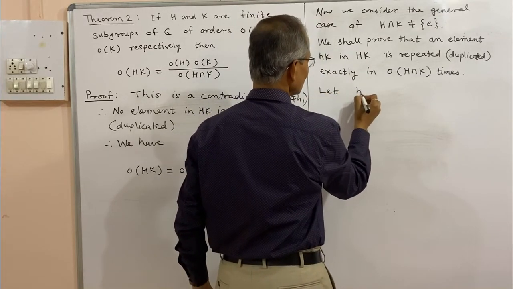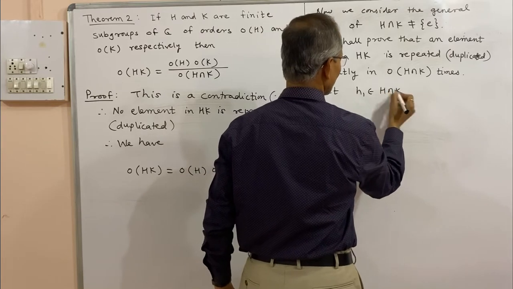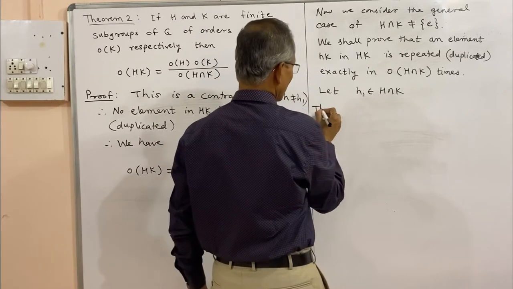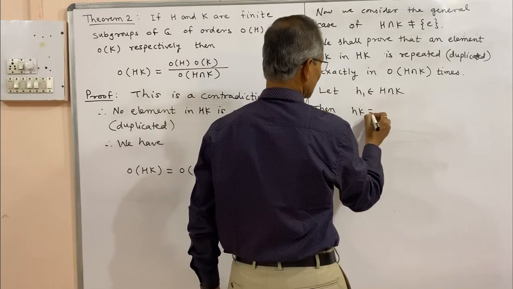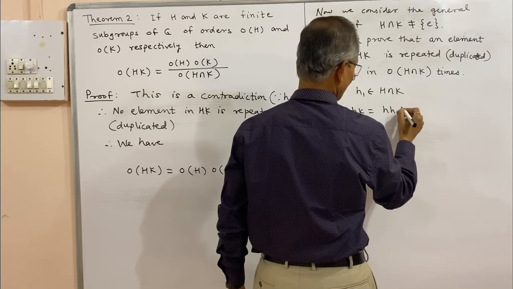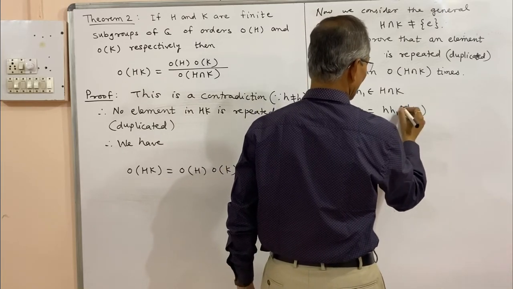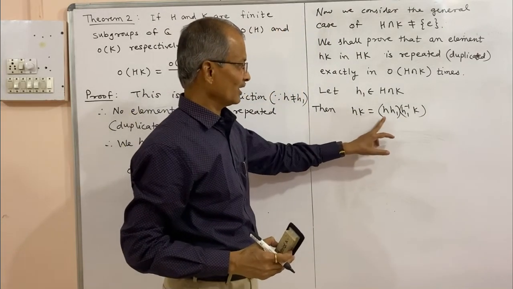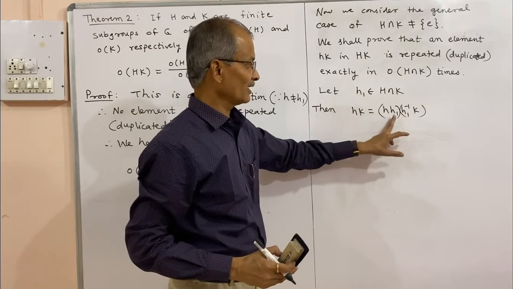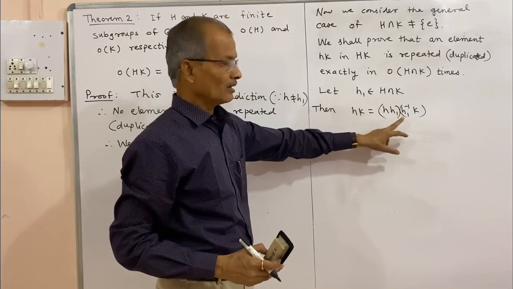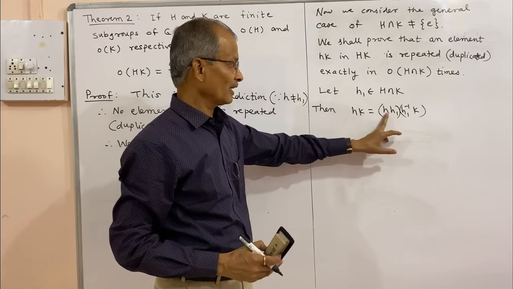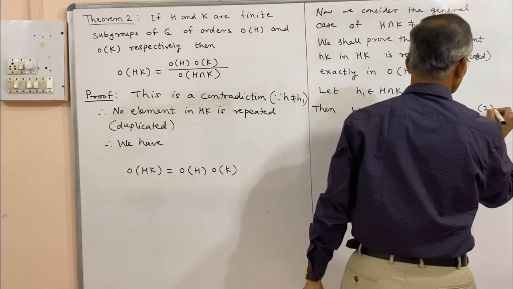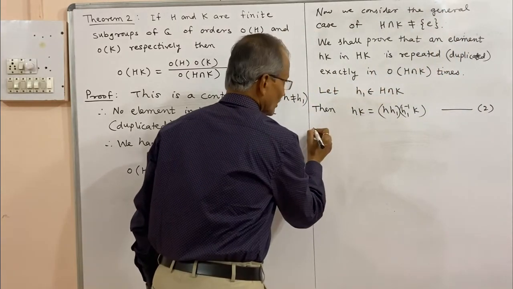let H1 belongs to H intersection K. Then we can write HK as H H1 inverse K, and we may group this. Now you see, we write H K as H H1 inverse K. H1 and H1 inverse gives identity, and therefore H into identity into K is H2, and we suppose this as H2.